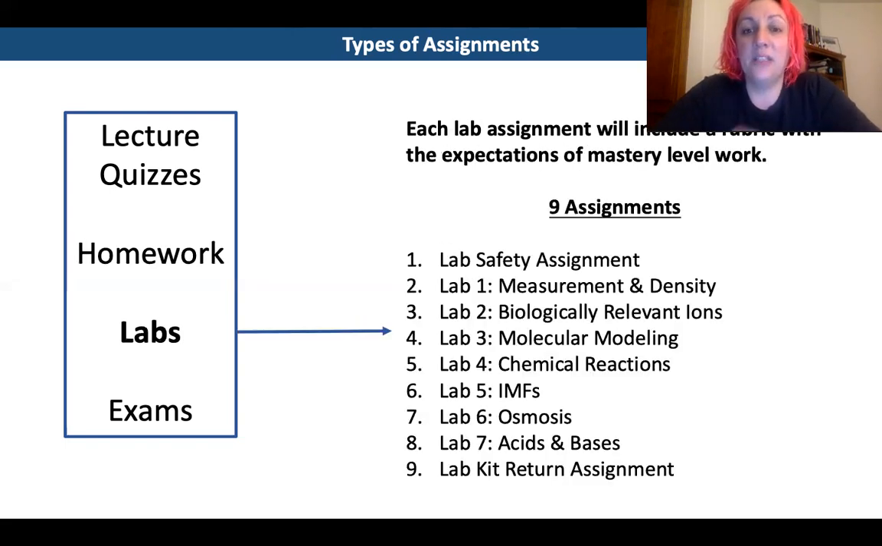Labs. So we have a total of 9 lab assignments. Really, there's only 7 labs. One of our assignments is a lab safety quiz to kind of review. And the last one is just returning your lab kits. Our labs this quarter will be a combination of at-home lab kits and online work.